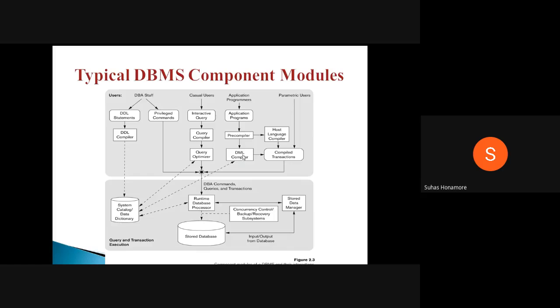The DML compiler is whatever database-related things are there; those will be compiled and checked, to see whether what you are doing is proper or not. The host language is nothing but the normal Java compiler, which will compile the Java code. These two are then combined, and the result is the compiled transaction. This transaction will be sent to our database. This is the first module complete.